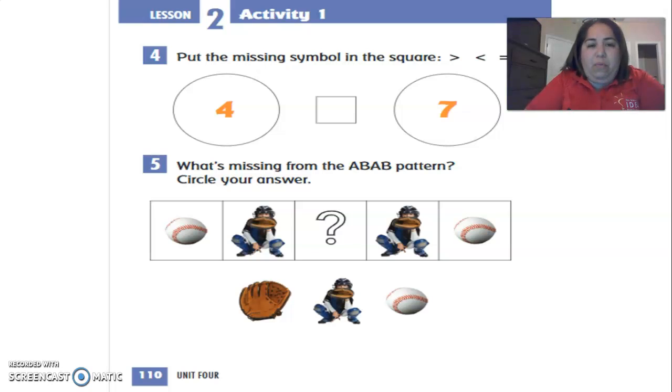Now number 5. What's missing from the ABAB pattern? So what you can do is draw a line. Draw a line to what's missing.